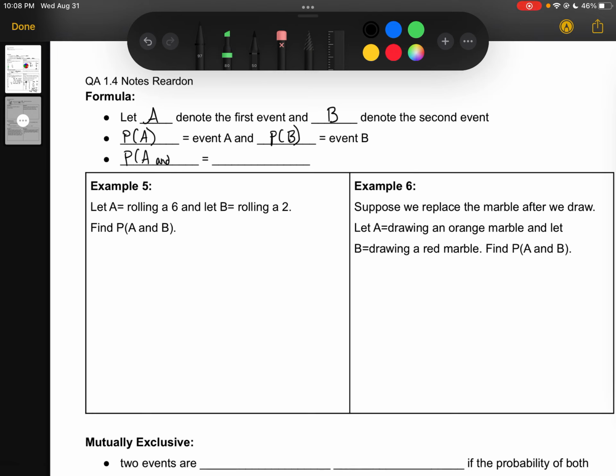So the formula that we're looking at is the probability of A and B, so getting 2 events at the same time. For independent events, we just multiply the probability of A times the probability of B.